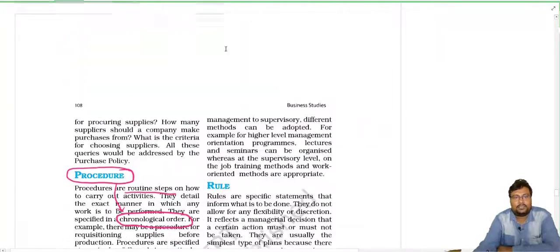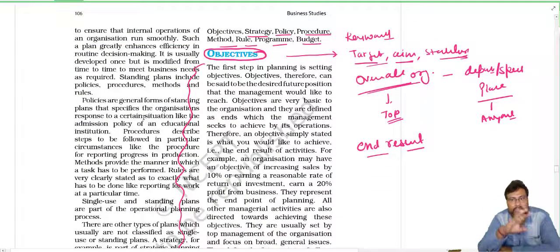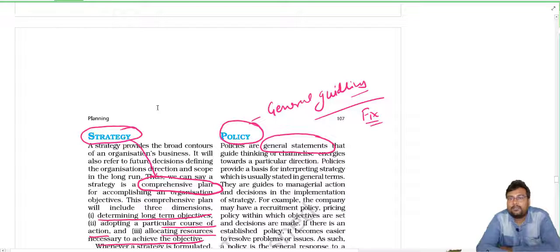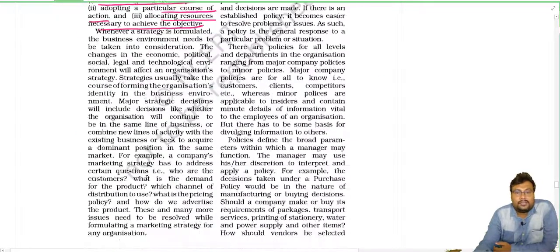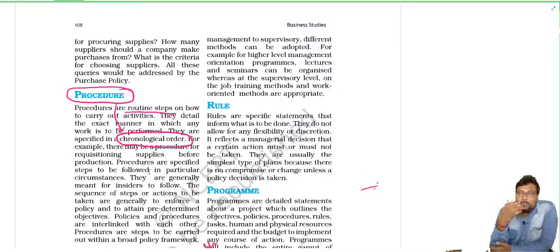So I will just revise all the things. Objectives are the target, aim, and the standard end result that you have to achieve. Second one is strategy, a plan for competitors. A comprehensive plan that we make keeping the competitors in view is called strategies. Policies are simple general guidelines which tell us what to do. And procedures are a predefined sequence of completing any particular task. Predefined sequence, you can say chronological order.